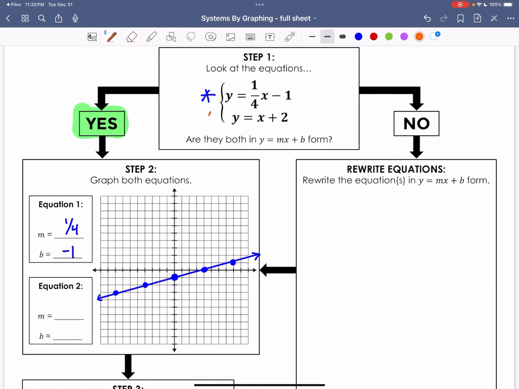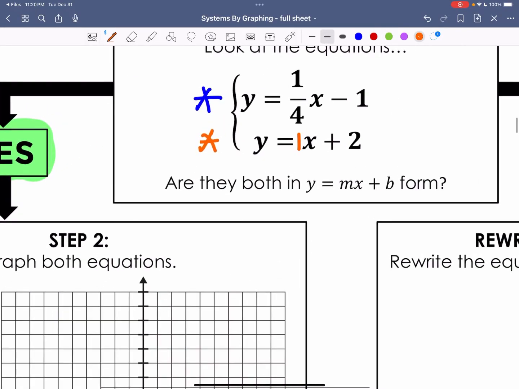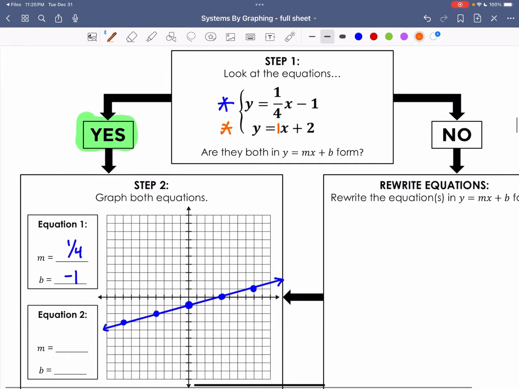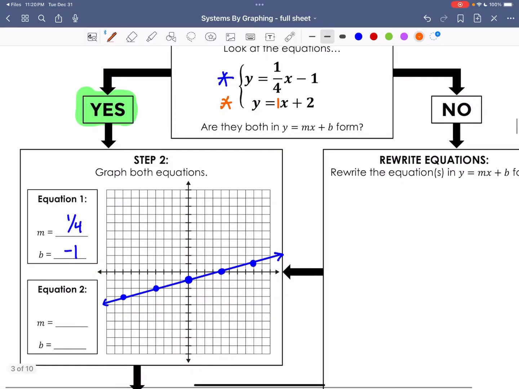Now going to the second one, which I'm going to do in this reddish color. The slope, it is there, it's just a little bit invisible, so we have a 1x, and then I always like to write slope as a fraction, so 1 over 1, and our beginning value is 2. So starting off, we are going to start 2 up on that y-axis, and then up 1 over 1, up 1 over 1, and you can just keep doing that.